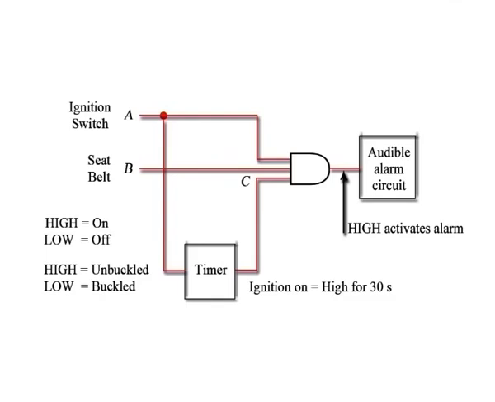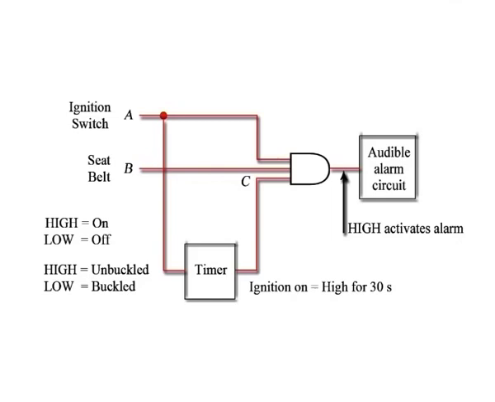Seatbelt alarm system. In the figure shown here, an AND gate is used in a simple automobile seatbelt alarm system to detect when the ignition switch is on and the seat belt is unbuckled. If the ignition switch is on, a high is produced on input A of the AND gate. If the seat belt is not properly buckled, a high is produced on input B of the AND gate. Also, when the ignition switch is turned on, a timer is started that produces a high on the input C for 30 seconds.